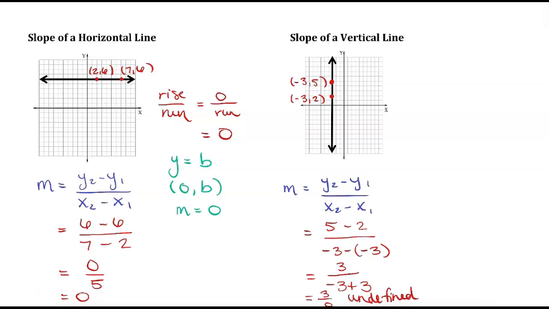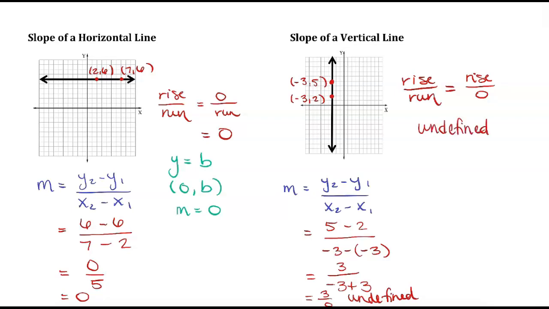Let's talk about this in terms of rise over run. Looking at this line, there's never any run. We don't move left or right, no matter how much rise we have. So the slope of a vertical line will always be undefined based on the definition of rise over run.